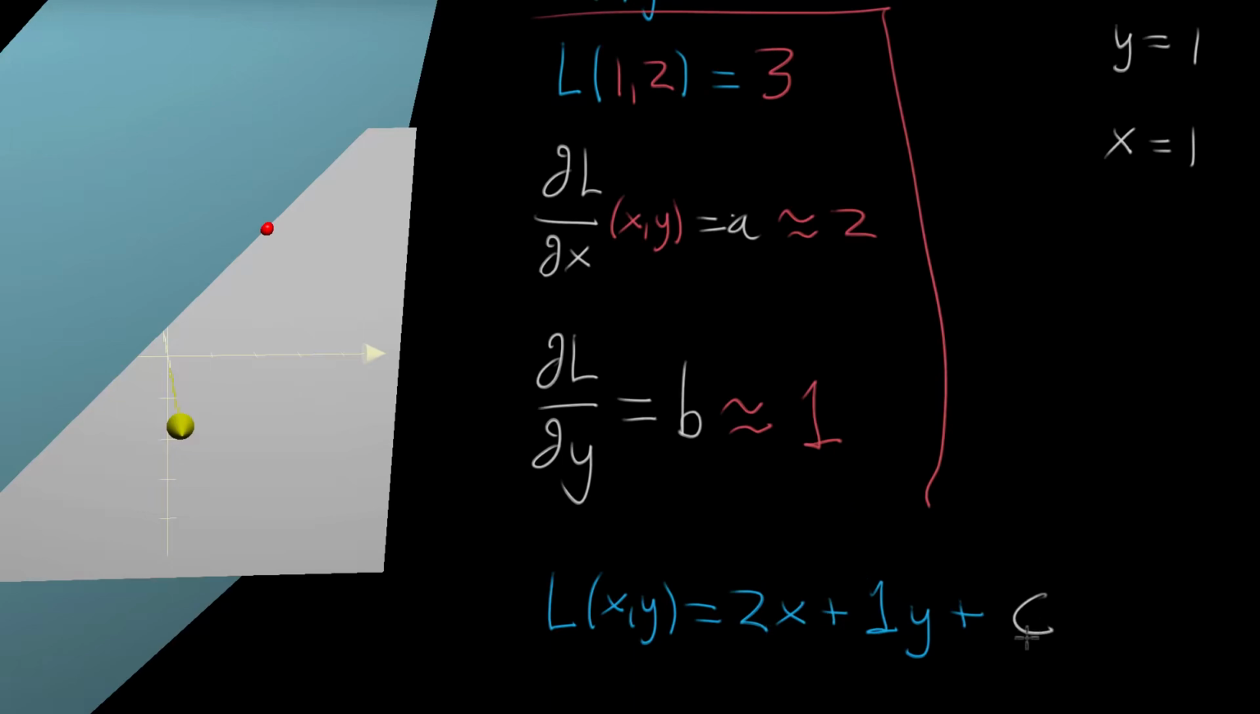So the question is, what should this c be? And you can imagine that we can, based on this property, based on the value at the point (1, 2), we can uniquely determine c.